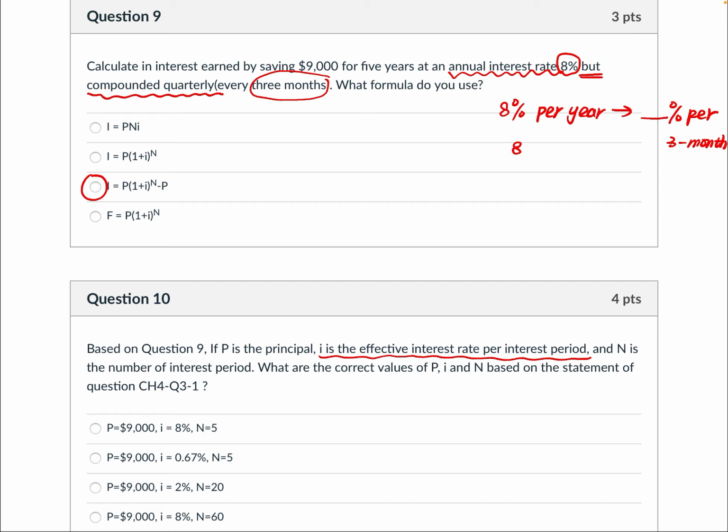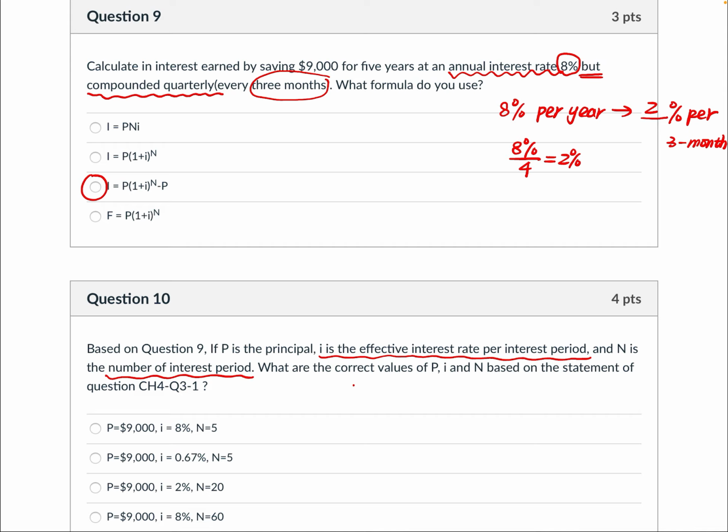So per 3 months, what is the interest rate per 3 months? It's going to be 8% divided by 4, because every year you can compound it 4 times. So it's going to be 2%. Okay, so I is 2%. And the N is the number of interest periods. It's not necessarily the number of years. It depends on how frequently you compound it. If you compound it every quarter, it's the number of quarters during the many years. So during the 5 years, how many quarters do you have?